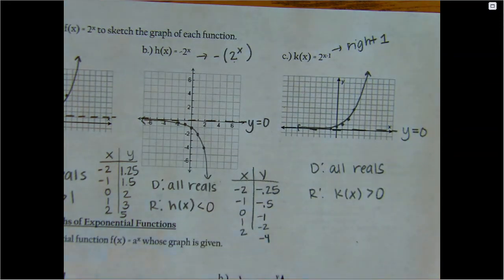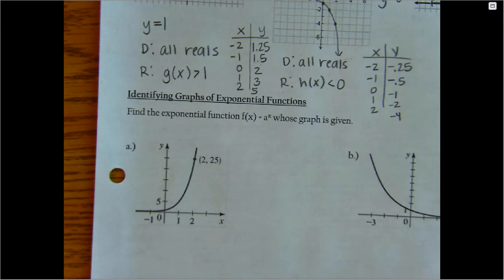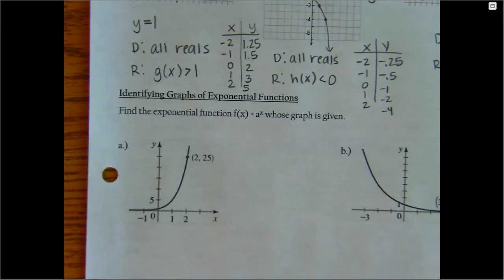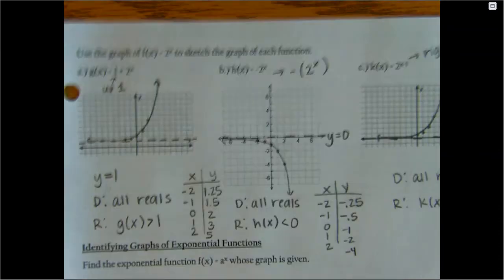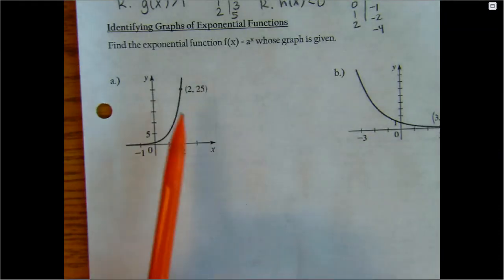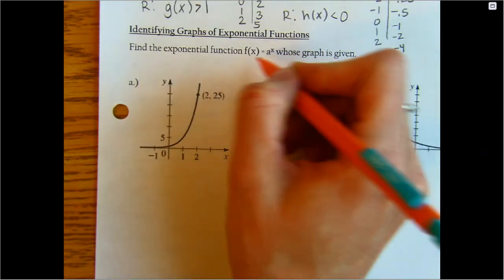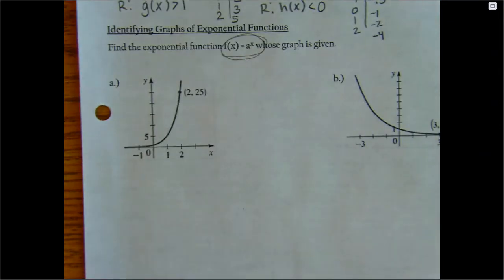Okay. So the last thing we're going to do now is kind of work backwards here. So I've got these two functions, and I am going to write the equation for them. So we went from equation to graph here. Now we're going to go from graph to equation. We're just given that it's our basic function. There's no shift that we're really necessarily looking at here.